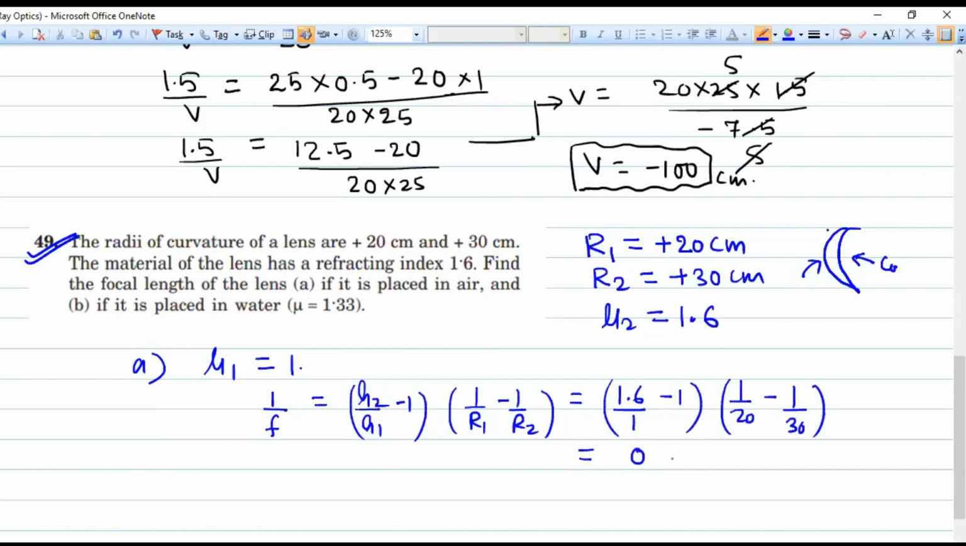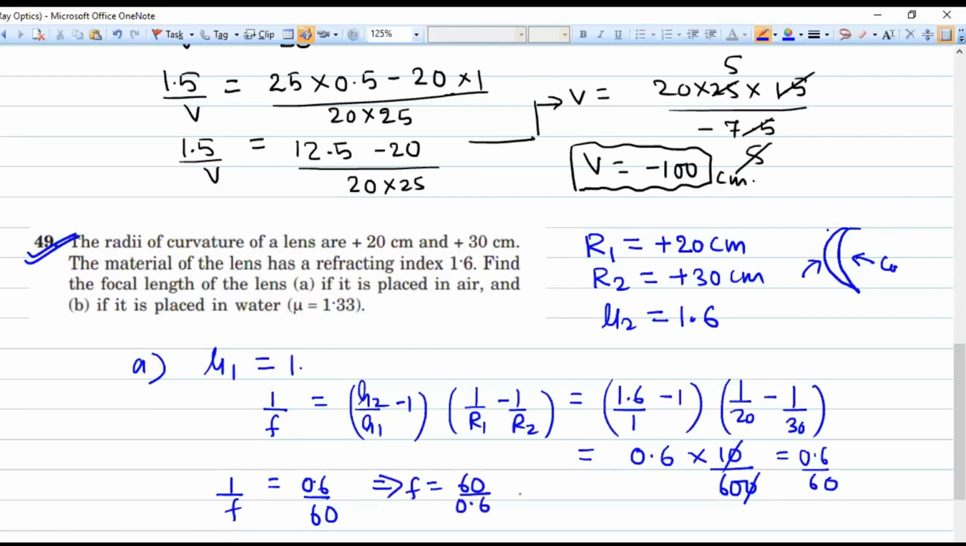1.6 minus 1 is 0.6, and 30 minus 20 is 10, divided by 30 into 20, which is 600. Zero, zero cancel. So it becomes 0.6 divided by 60. So 1 upon f equals 0.6 by 60. When you take the reciprocal, f becomes 60 divided by 0.6. 6 into 10 is 60, and one decimal is there, so it goes in the numerator, so 10 is multiplied. So 10 into 10 becomes 100 centimeter. The focal length is 100 centimeter.